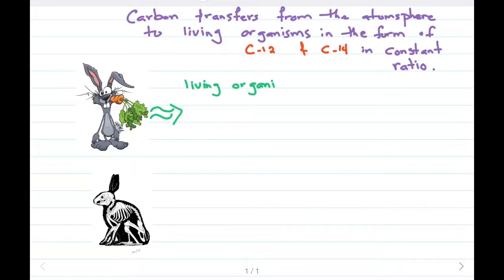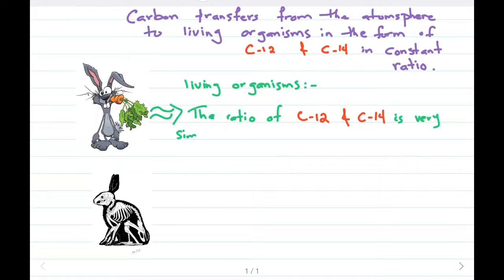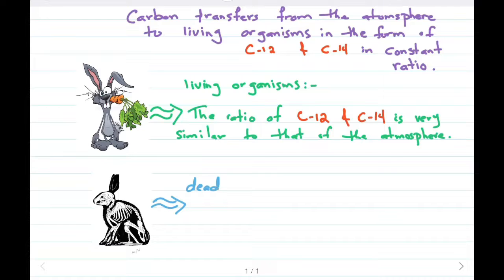So I have the first case in here. I have the living organism. The ratio of carbon 12 to carbon 14 in this living organism, or generally in living organisms, is going to be similar to the ratio of carbon 12 and carbon 14 in the atmosphere. Again, it is very similar to that of the atmosphere because the organism keeps on taking carbon 12 and 14.